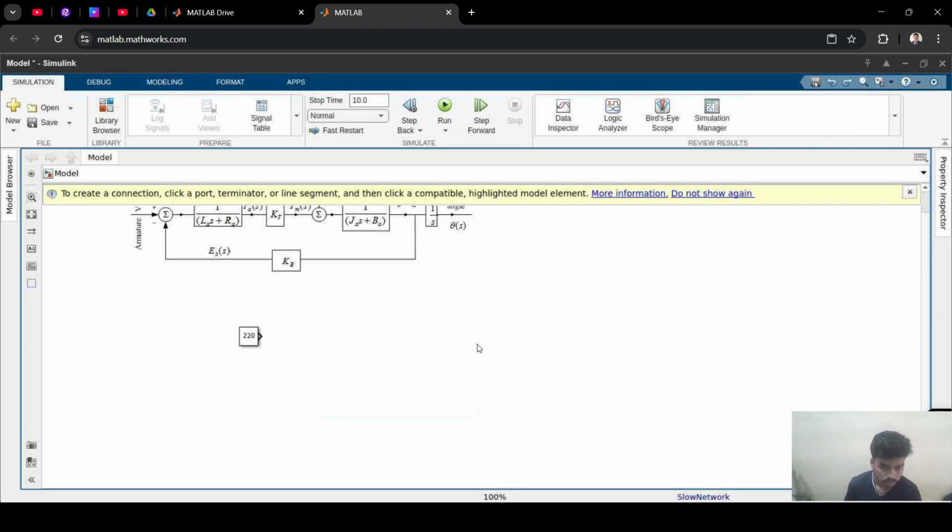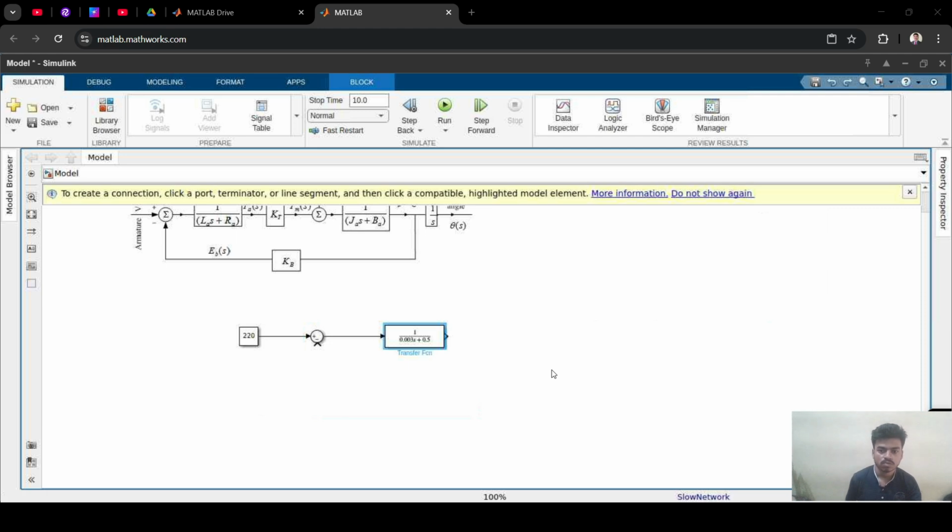So this is the summation model. This summation model is mainly used to process the input voltage. Then we are going to take the transfer function model. This transfer function model represents the electrical circuit of the motor. The inductance L is 0.003 Henry, and the resistance R is 0.5 ohm. This block converts the input voltage into the armature current.